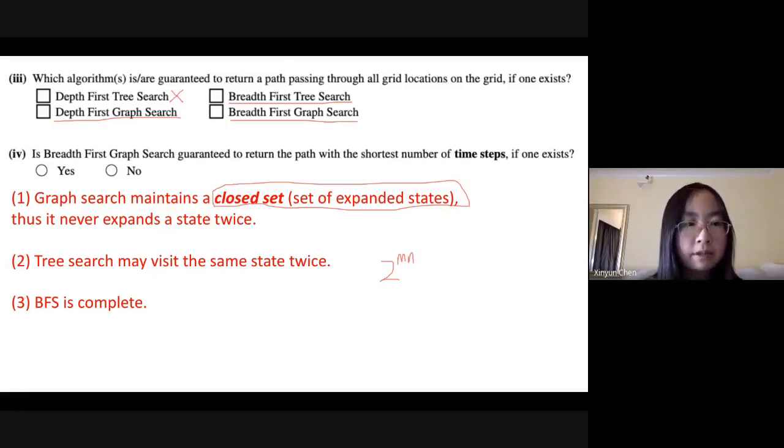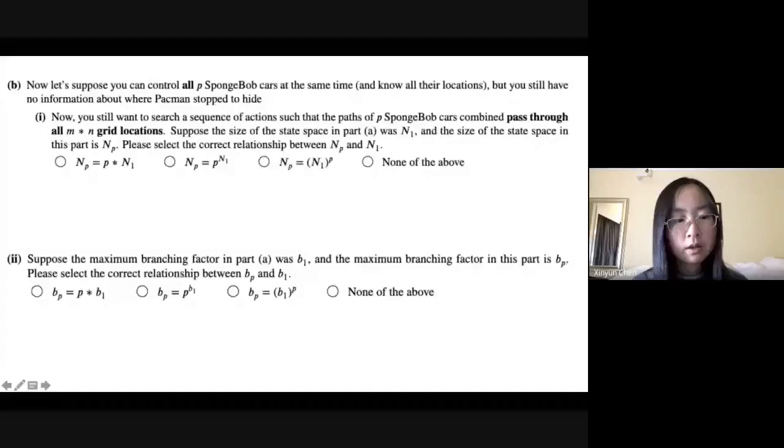Then the fourth question is related to the third question. Is breadth first graph search guaranteed to return a path with the shortest number of time steps, if it exists? The answer is yes, because it always searches for paths with a shorter number of time steps, or a shorter number of edges, before it moves forward to search for longer paths.